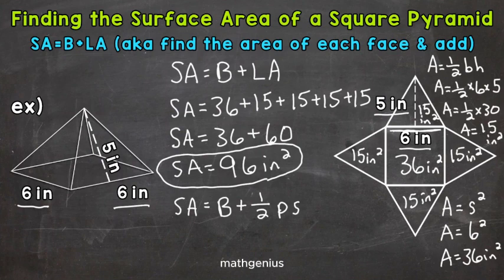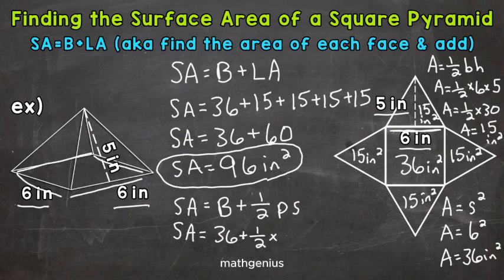Now that we have our formula written out, we can plug in. So surface area equals, well, the area of the base, we already calculated that. It was 36 plus 1/2 times the perimeter of the base. We need to do 6 plus 6 plus 6 plus 6, or 6 times 4. So the perimeter of our base is 24 times the slant height of 5 inches right here.